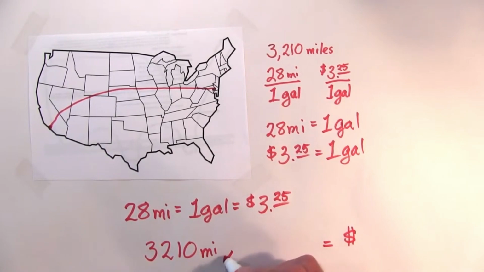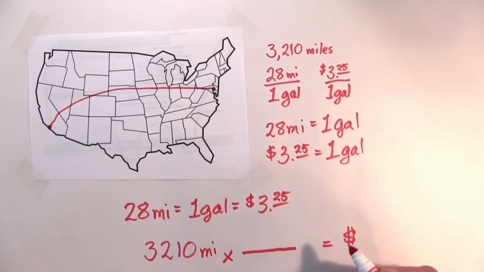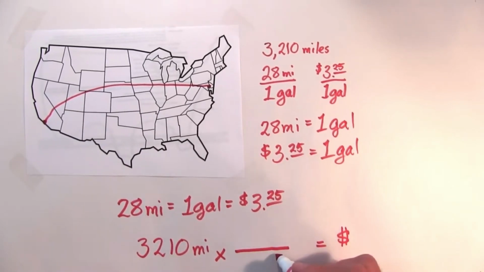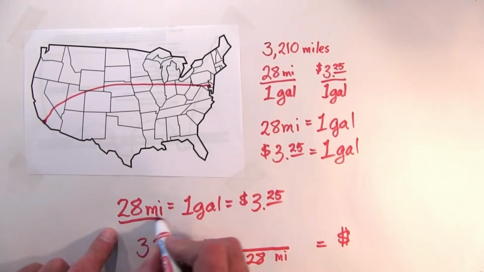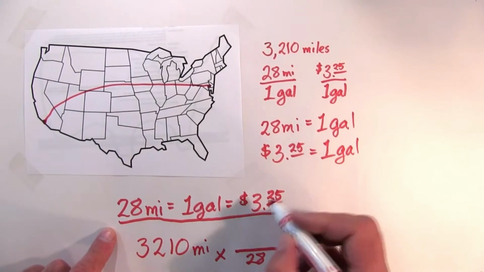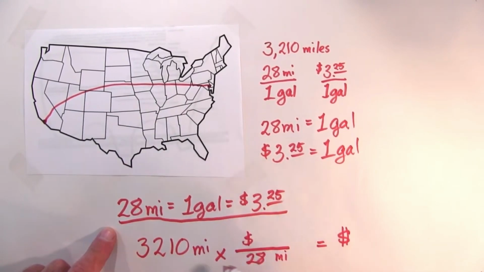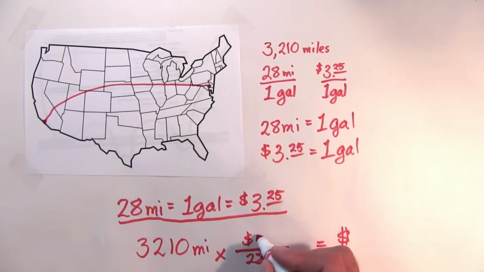Well, I've got to multiply that by some factor that will convert miles into dollars. And in order to do that, I need to have miles on the bottom, my bottom unit. And that will be 28 miles taken from this three-way equation right here. And I need to have dollars on the top so that when this gets multiplied by dollars and divided by miles, the miles will cancel out, but I need to have $3.25 on the top.